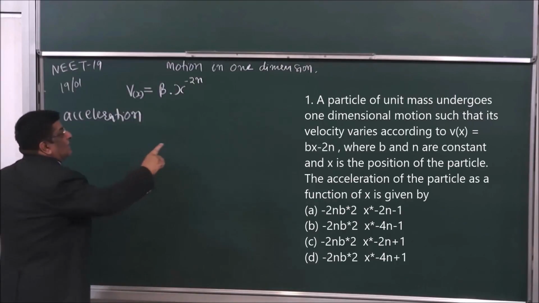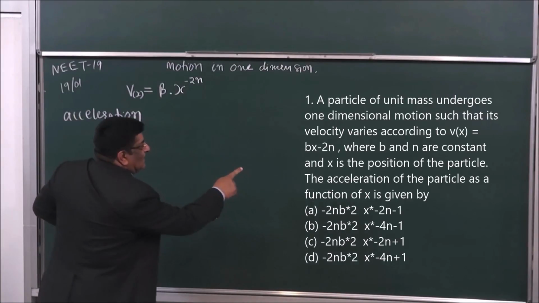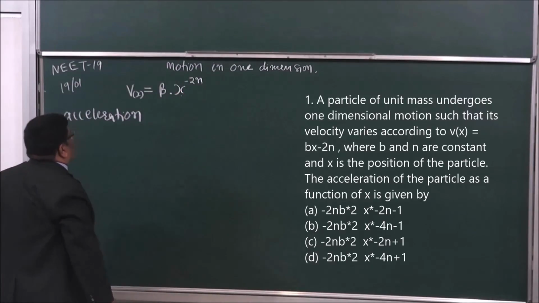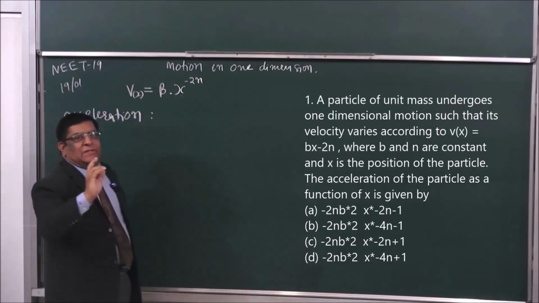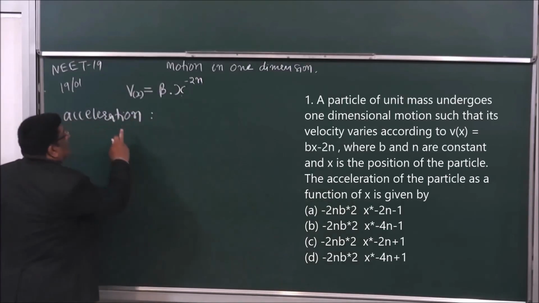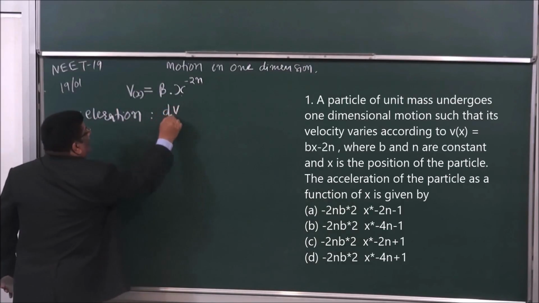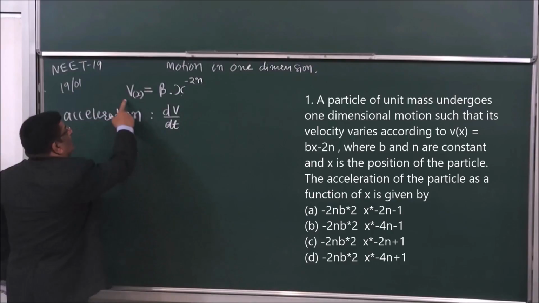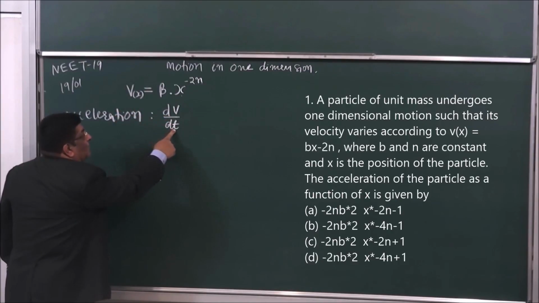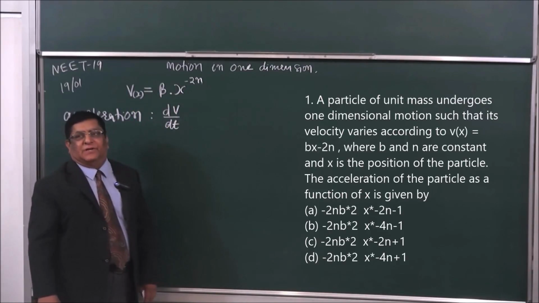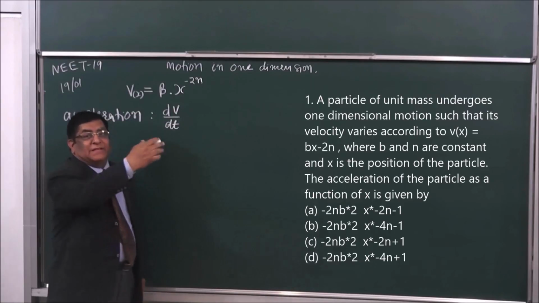And there are options given in algebraic form where n is there, beta is there, and x is there. Now acceleration, it is a simple test whether we know how acceleration is related to velocity. We know that acceleration is related to velocity by the formula dv by dt. Now again there is a test how we can differentiate this velocity with reference to time, where velocity is given as a function of x. Velocity is not given as a function of time, it is given as a function of displacement x.